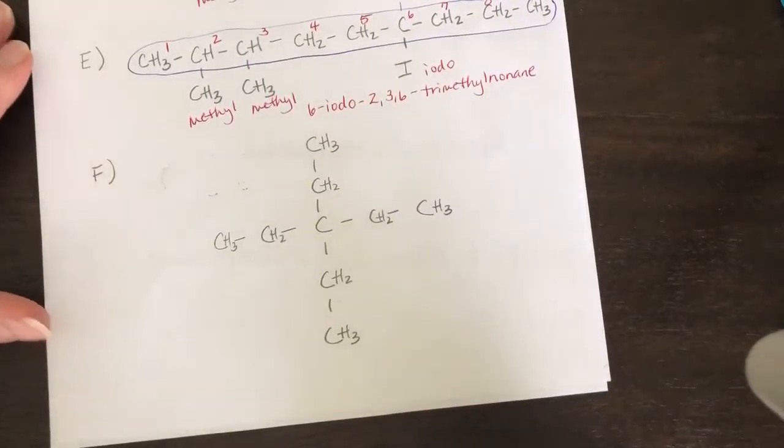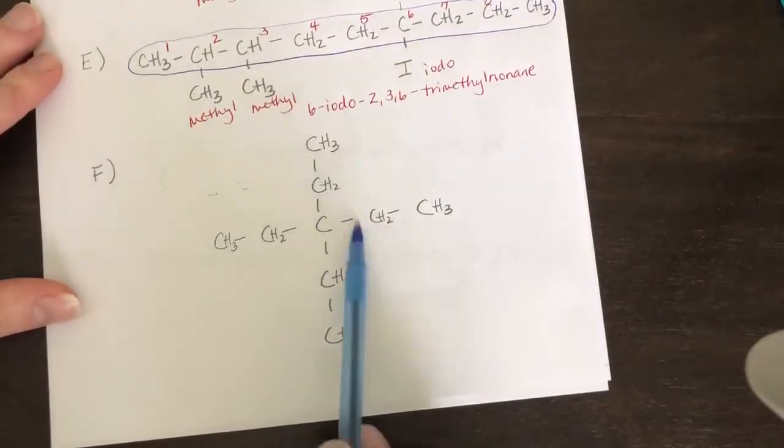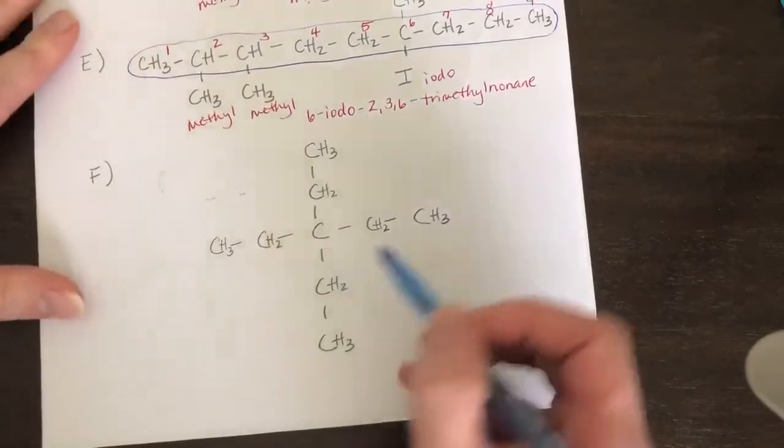Okay, last example for this page. Your longest chain of carbons, 1, 2, 3, 4, 5, 1, 2, 3, 4, 5. It's going to be the same any direction you decide to go.